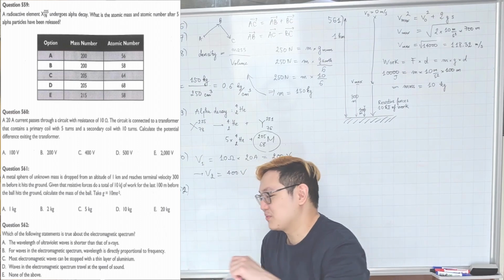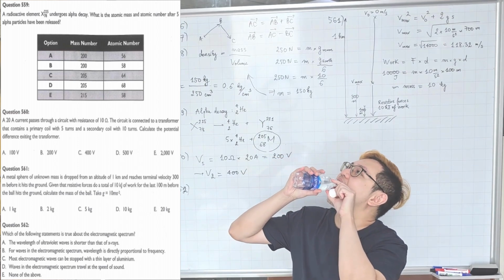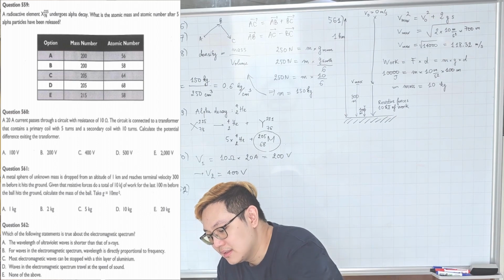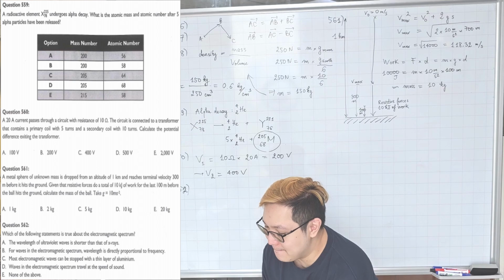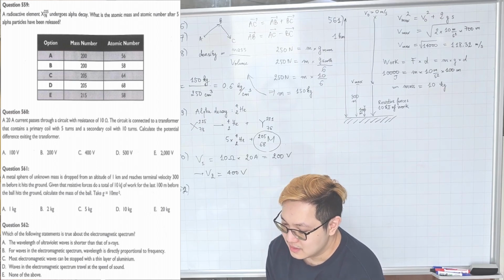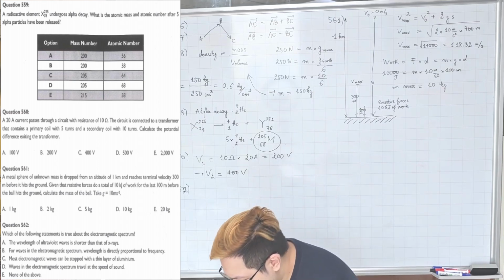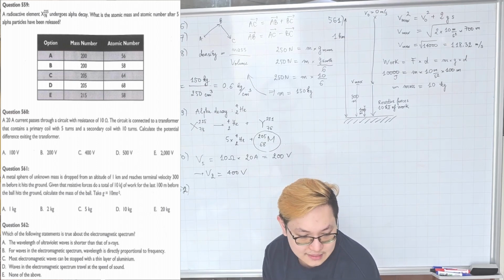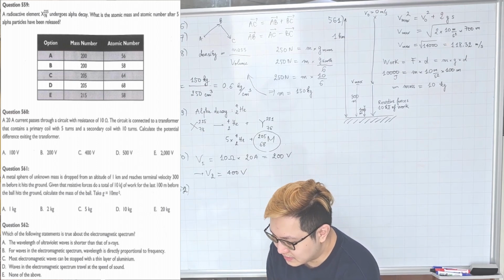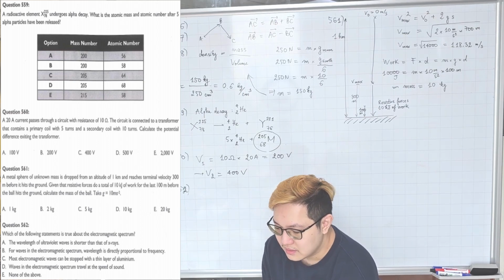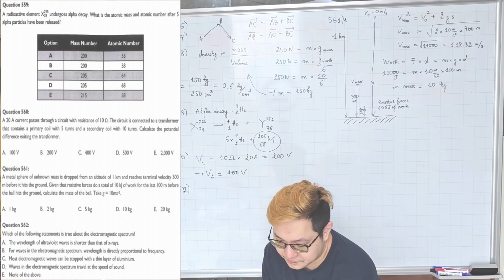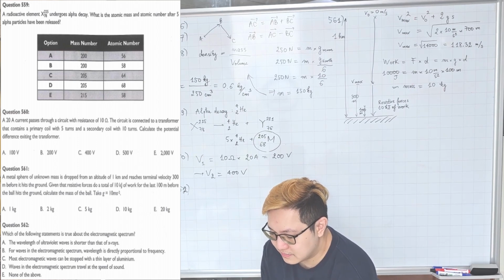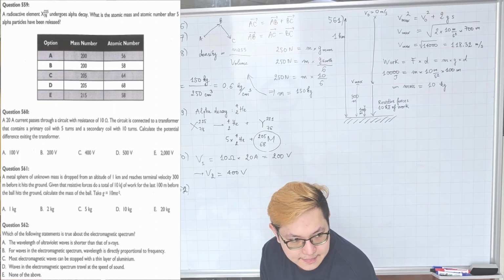Question 562. Which of the following statements is true about the electromagnetic spectrum? A. The wavelength of ultraviolet waves is shorter than that of X-ray.